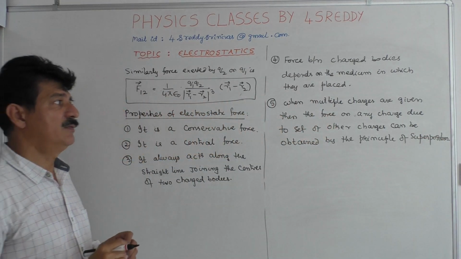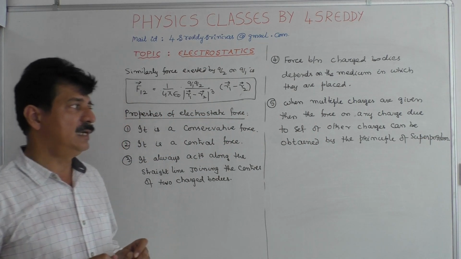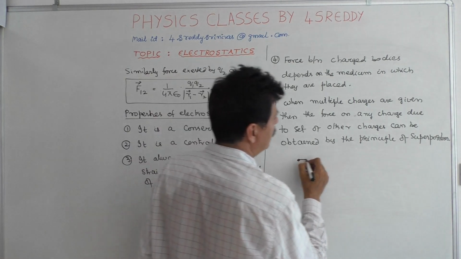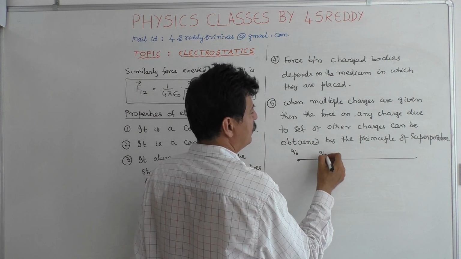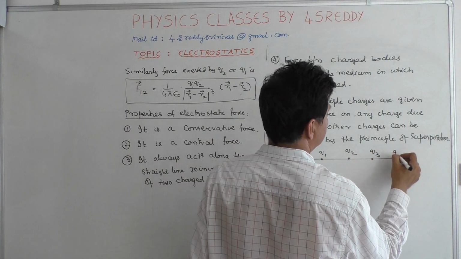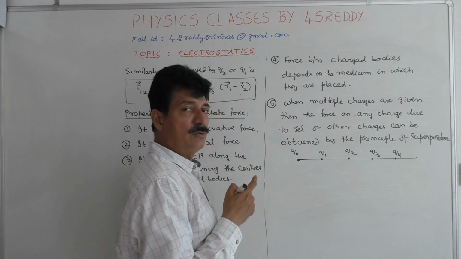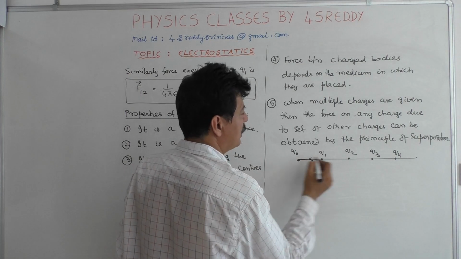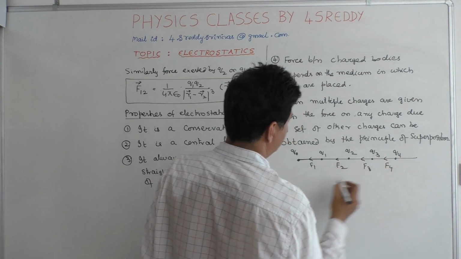When multiple charges are given, then the force on any charge due to a set of other charges can be obtained by the principle of superposition. For example, here is a charge Q0, and here are charges Q1, Q2, Q3, like that. If you are going to find the force on Q0 due to these, F1, because all are repelled, this is F2, this is F3, this is F4, and so on.